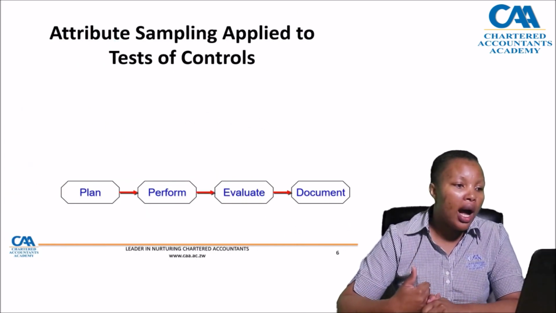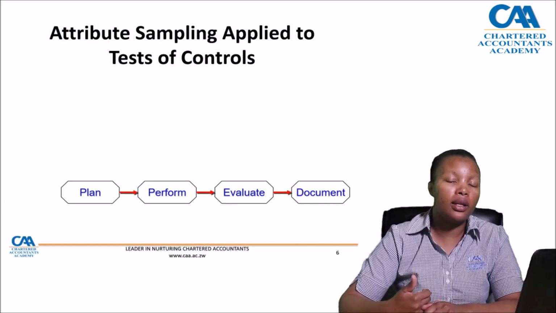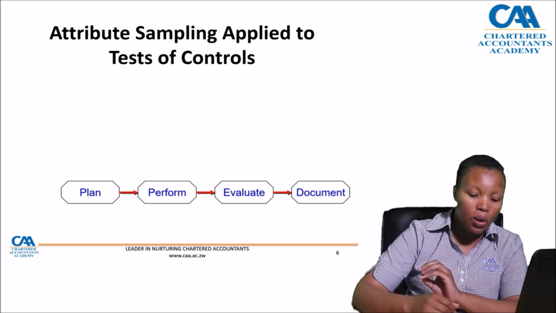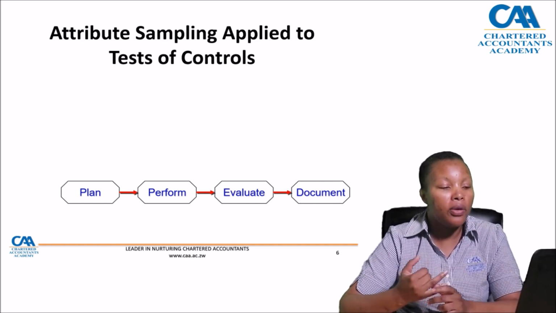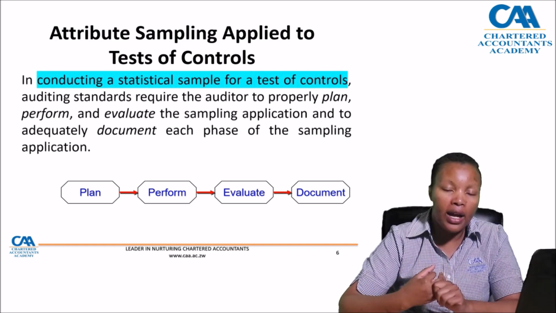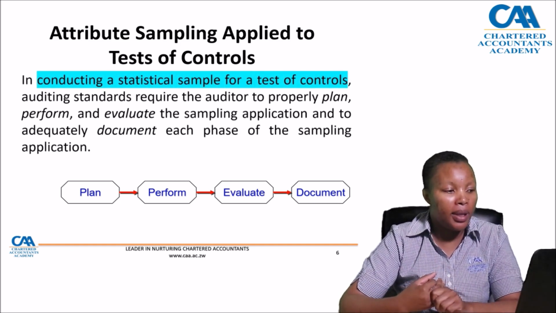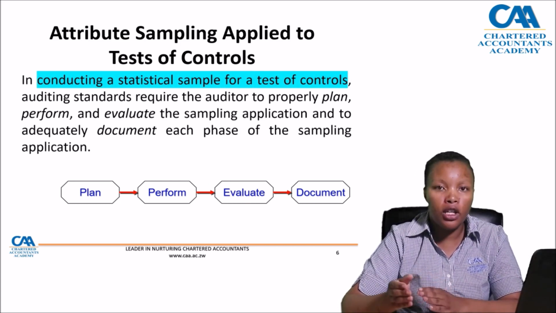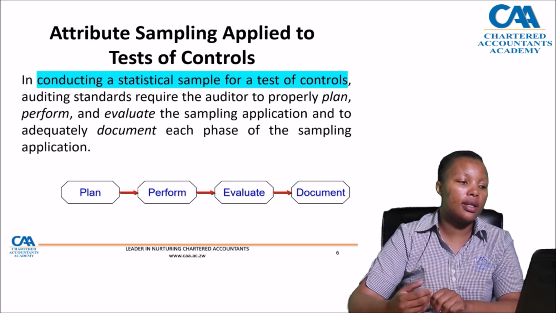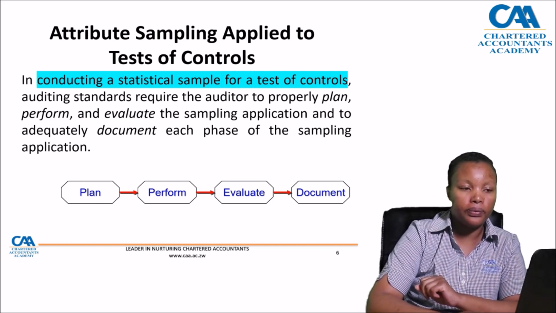With regards to attribute sampling when applied to test of controls, the auditor needs to make sure that they have adequately planned, performed, and evaluated the sampling application, and they need to adequately document each of the phases of the sampling application.